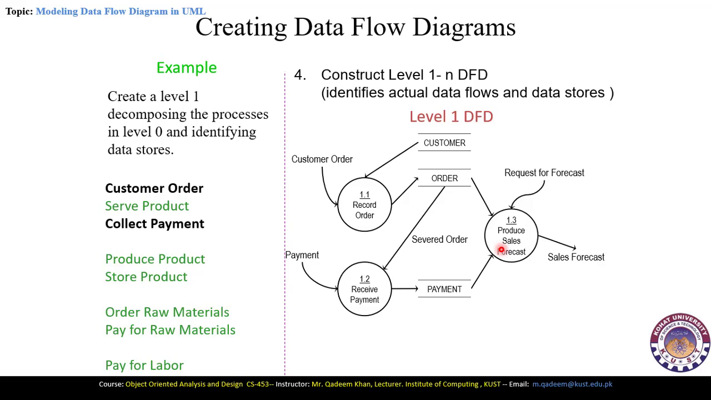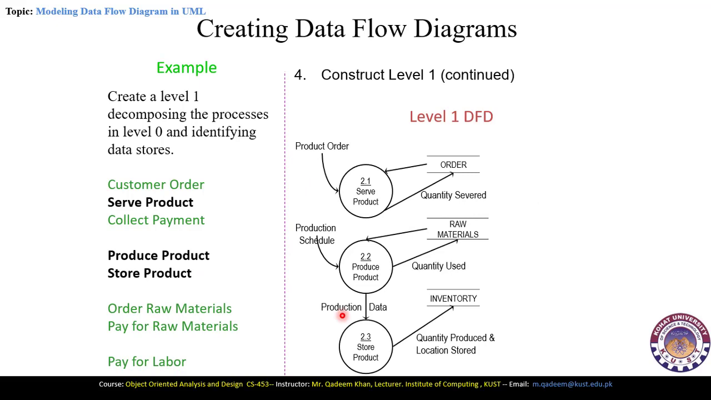So in the level 1, we decompose the processes in level 0, and then we identify the data stores. So here you can see that we have the customer order data store, and also we have payment data stores. The processes executed here are serve payments, produce products, store products, order raw material, pay for the raw materials, and pay for the labors.